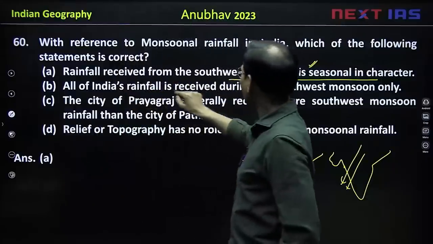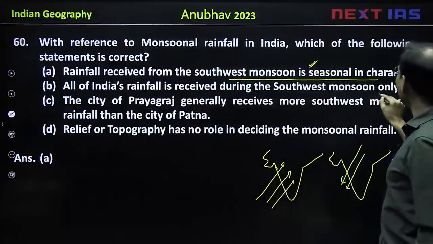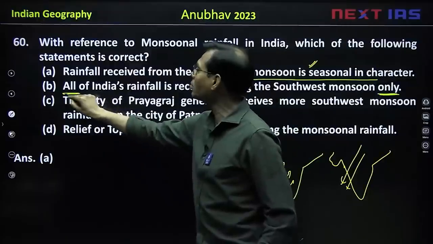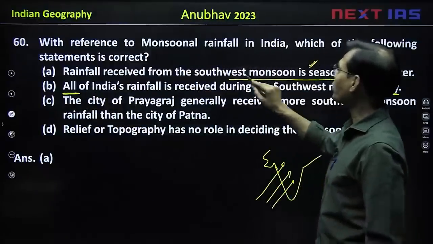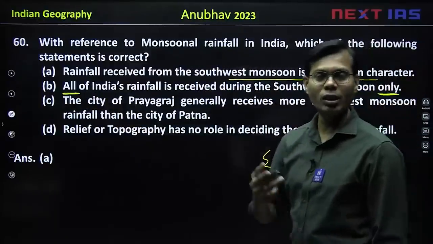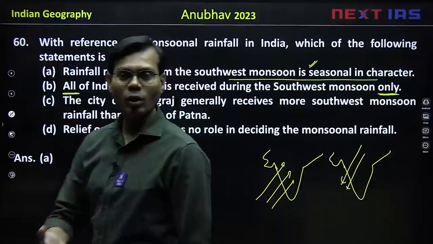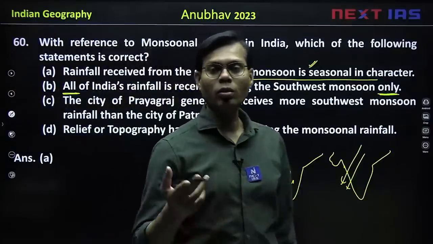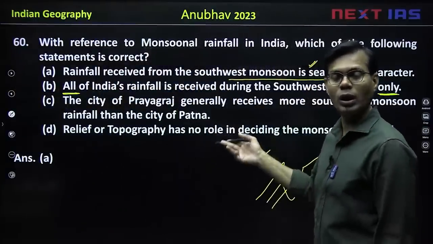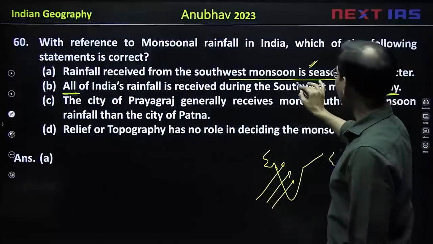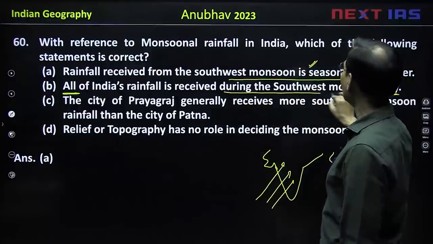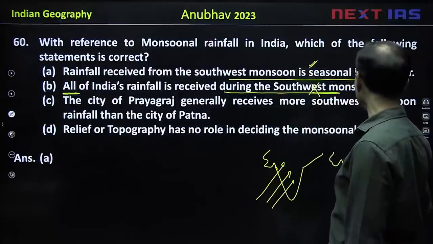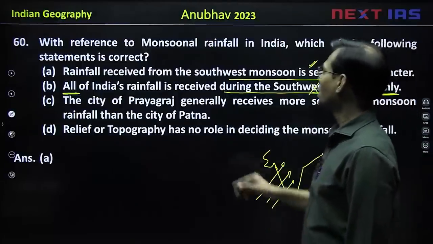And the statement that all of India's rainfall is received during the southwest monsoon only: 'only' is an extreme statement. All the rainfall, there is also an extreme word, all of India's rainfall. India gets western disturbances brought by the westerly jet. India also has thunderstorms, pre-monsoon showers, mango showers. India also receives rainfall from the northeast monsoon along the Coromandel coast. So this statement that total rainfall is only from the southwest monsoon is incorrect.